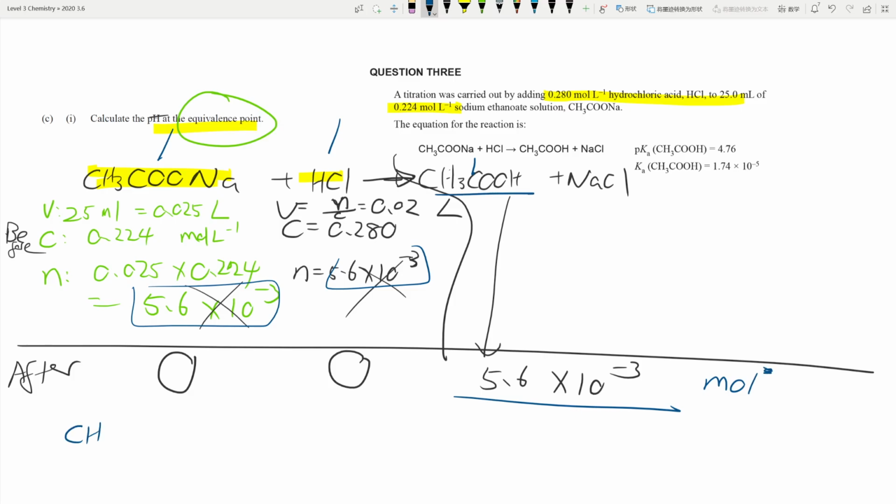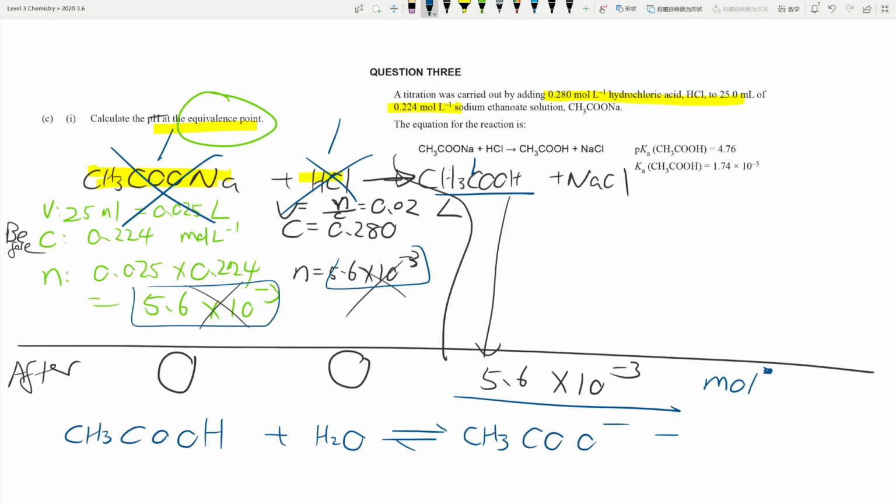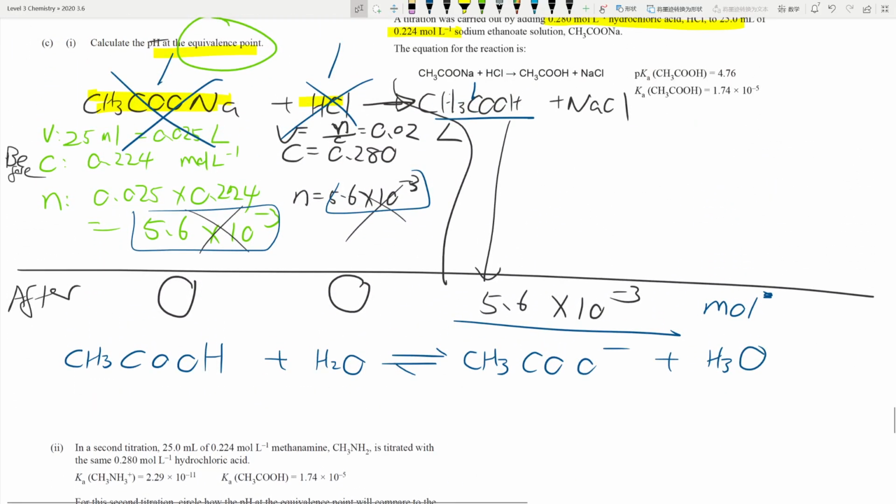So at equivalence point, you don't have CH3COONa and HCl anymore. They're gone, they're neutralized. You have made CH3COOH, which is a weak acid. It will partially dissociate into CH3COO-. So if you look at this equation, this is a weak acid.